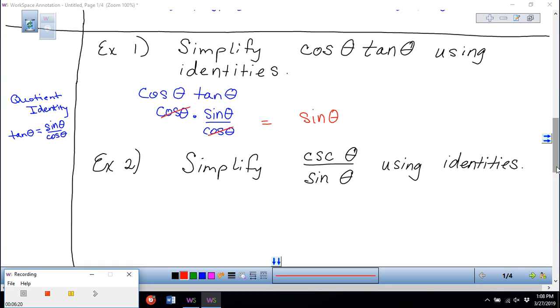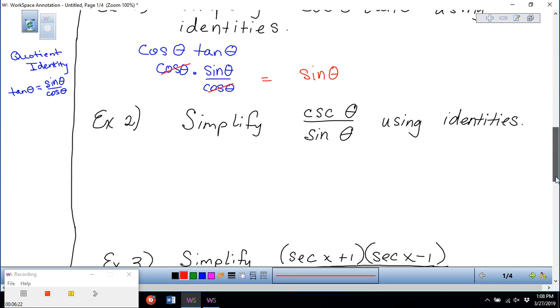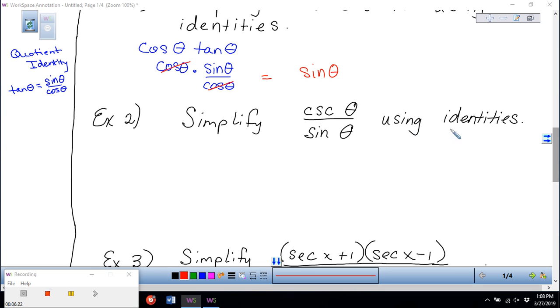Right, example 2. We want to simplify cosecant theta over sine of theta using identities. So the first thing I'm going to do again, I'm going to take cosecant theta and change it into something with sine of theta using a reciprocal identity. So if you look at the top of your turquoise paper, you'll find the reciprocal identity for cosecant theta, which says that cosecant of theta is equal to 1 over sine of theta. So I'm going to replace cosecant of theta with that.